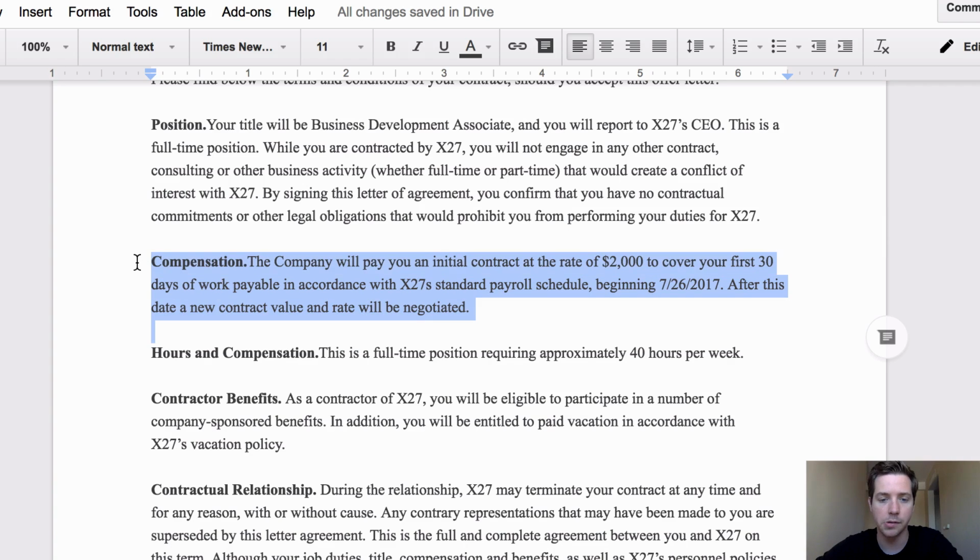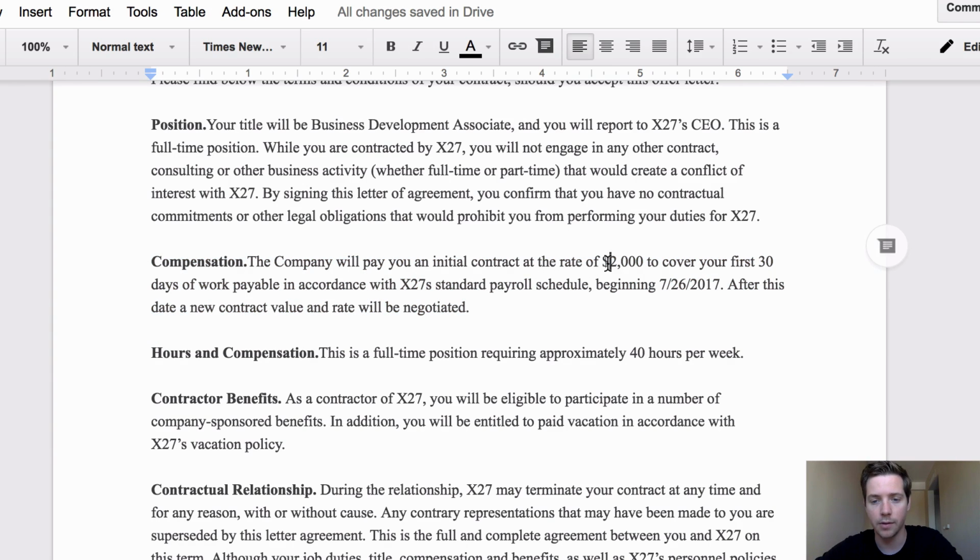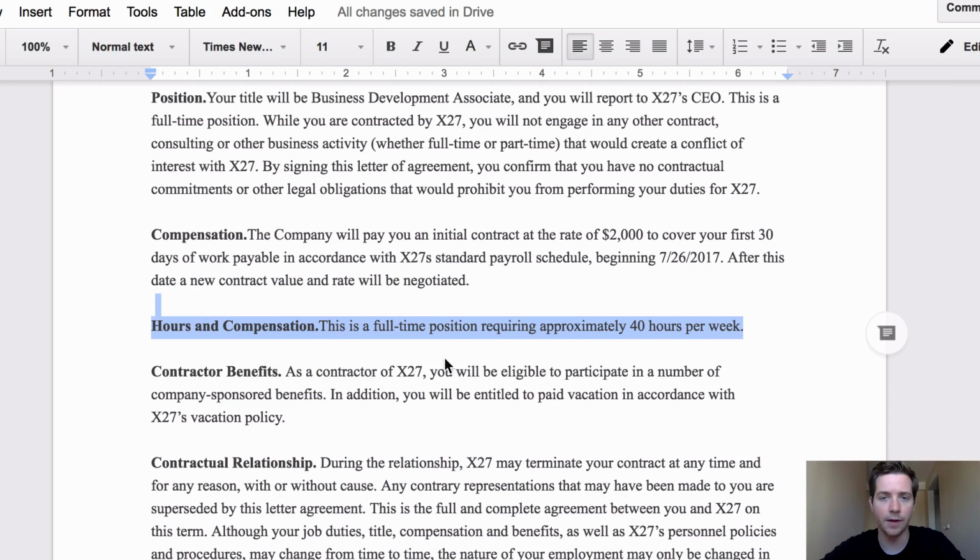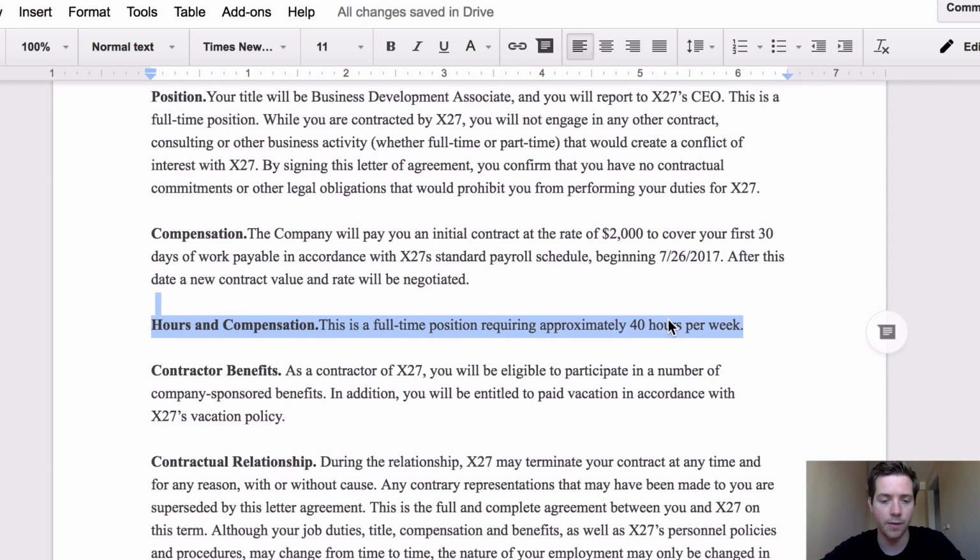Then we go through the compensation. This is how we phrase the initial contract rate. So this guy got $2,000 to cover his first 30 days. And then after that, it'll probably jump up to about $3,000 a month, depending on how he does. Then we go through the fact that it will require about 40 hours per week for this contract.